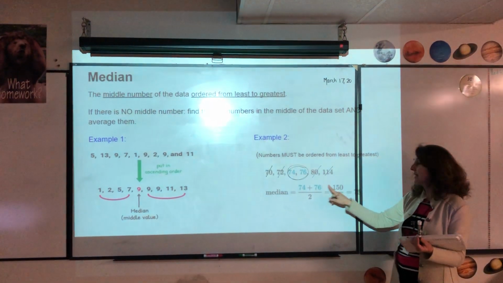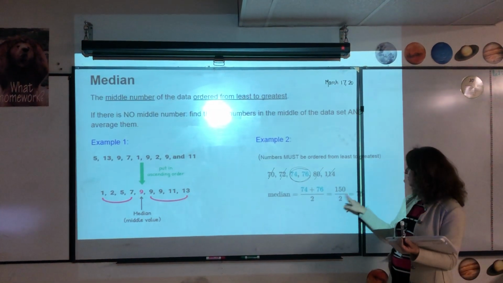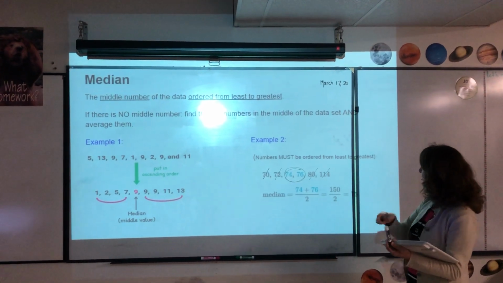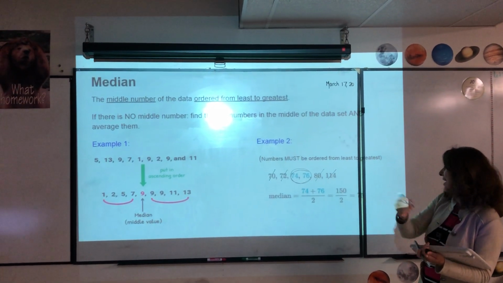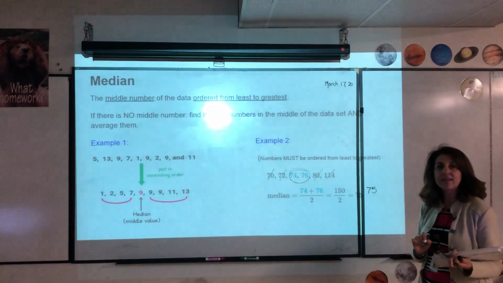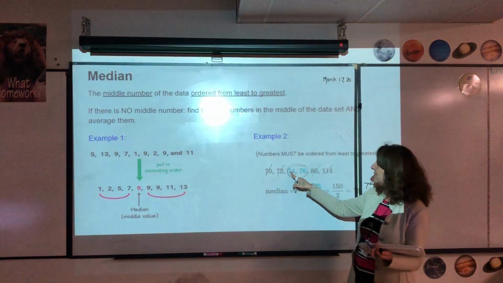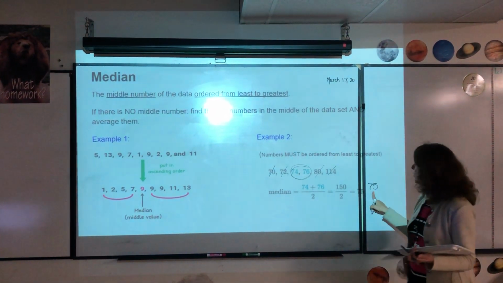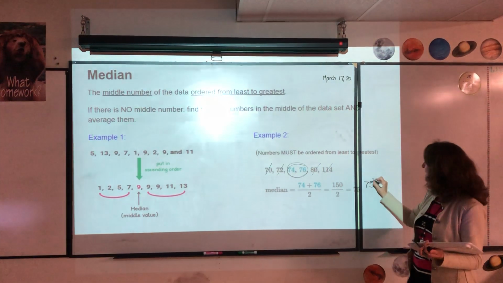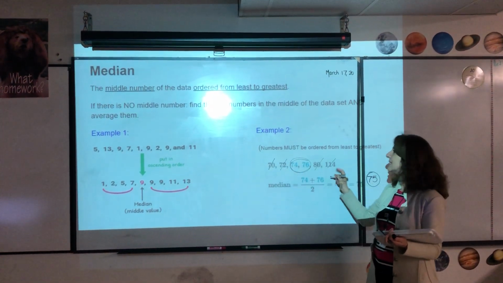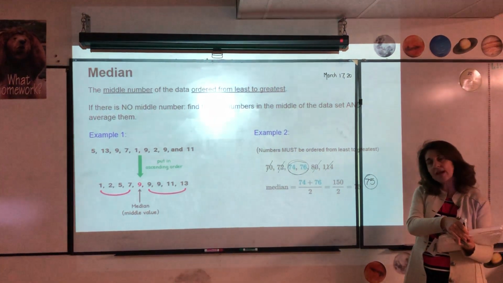74 plus 76 is 150. Divided by 2, 75. Well, right here where you cannot see, I will write the number down, is 75. So if you add 74 plus 76, divide by 2, you will get 75. And 75 is the median in this set of information that you have right here.